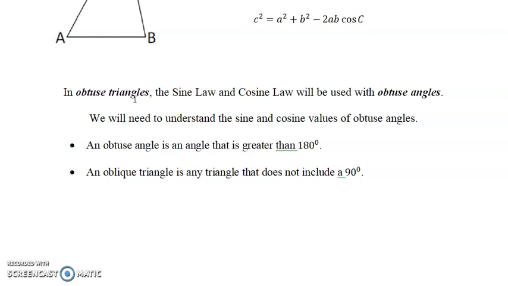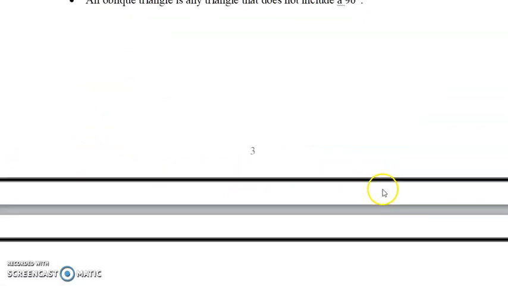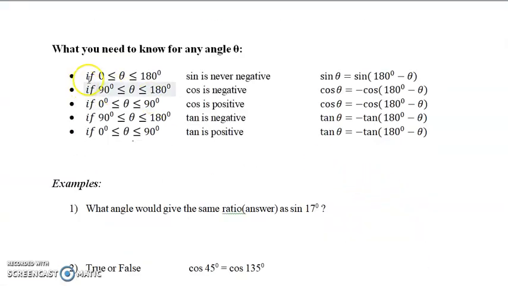first, though. There's an interesting occurrence here. So an obtuse angle is any angle greater than, this should be 90 degrees. My apologies for the typo. And an oblique triangle is any triangle that does not include a 90-degree angle. Okay? So a few things to remember.